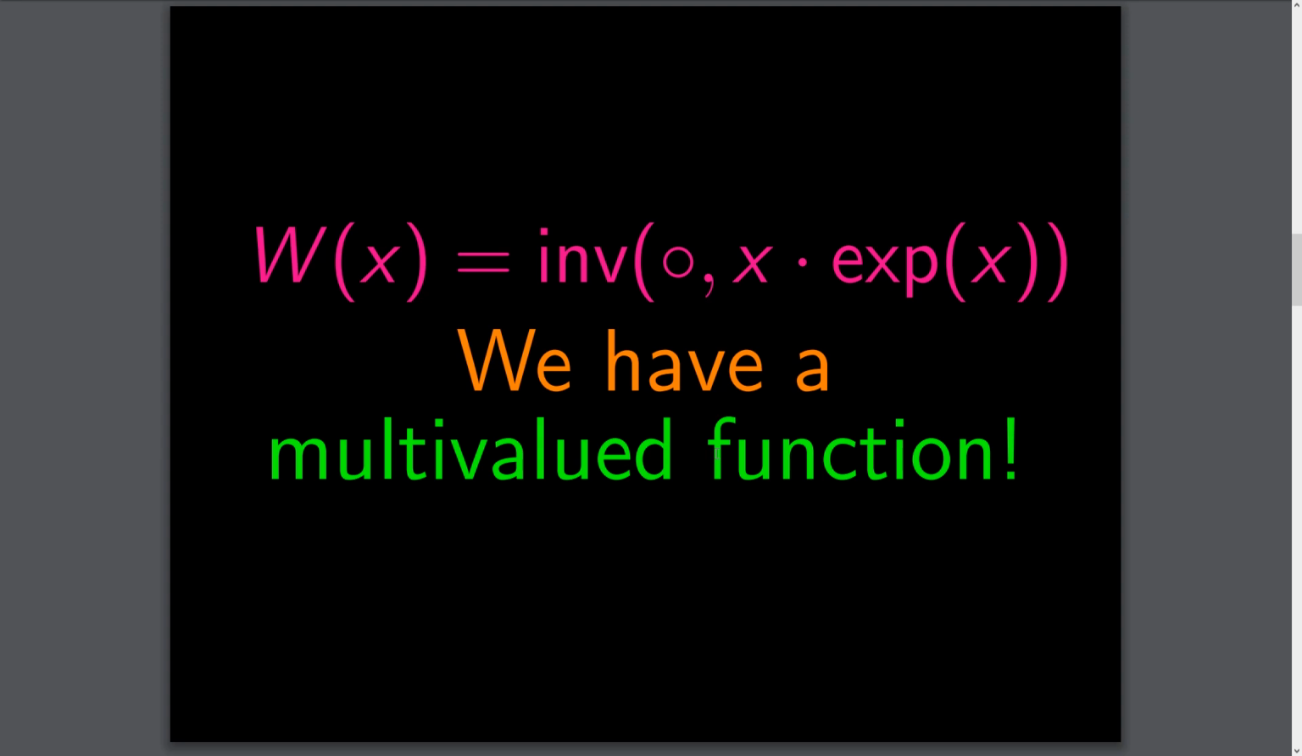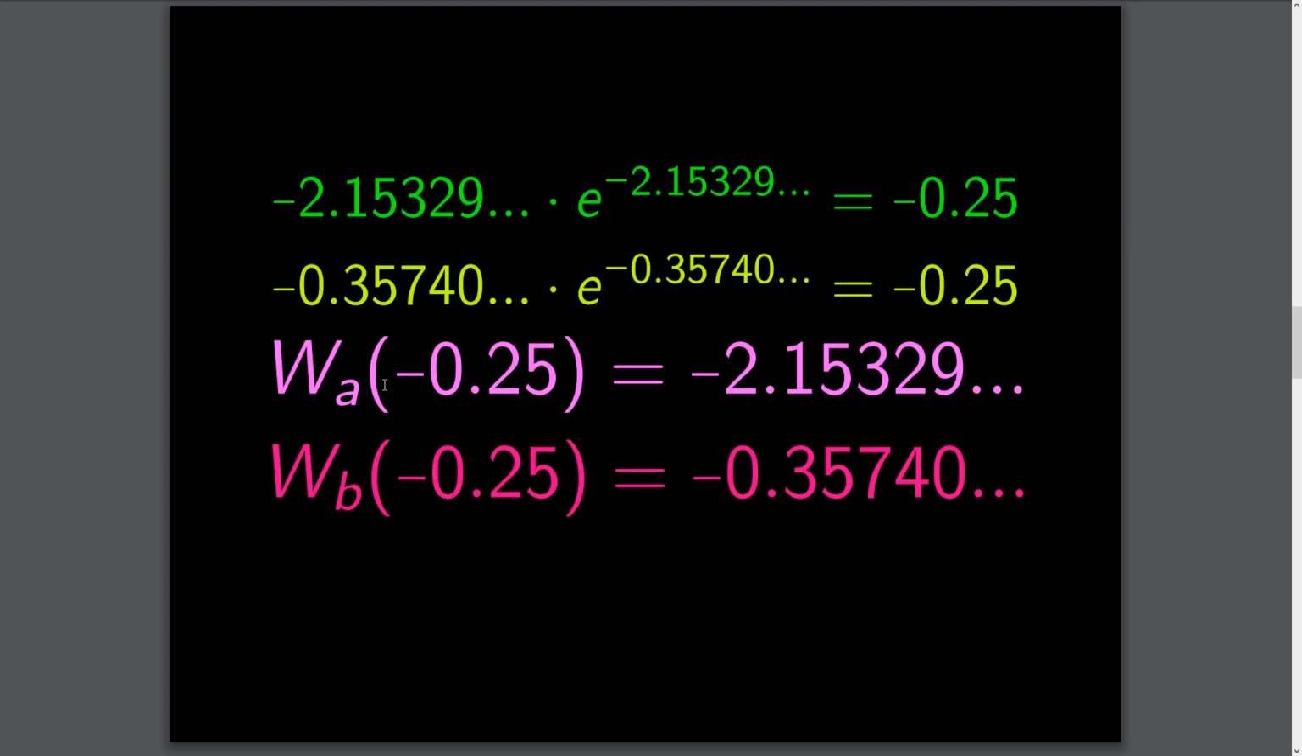To demonstrate it with a specific example, we can substitute x with these two numbers. If we substitute x by minus 2.15329, we are getting the same value as in the case of minus 0.35740, and so on and so forth, which means that the inverse of this function will assign at least two complex values to minus 0.25. Hence, it's a multivalued function.